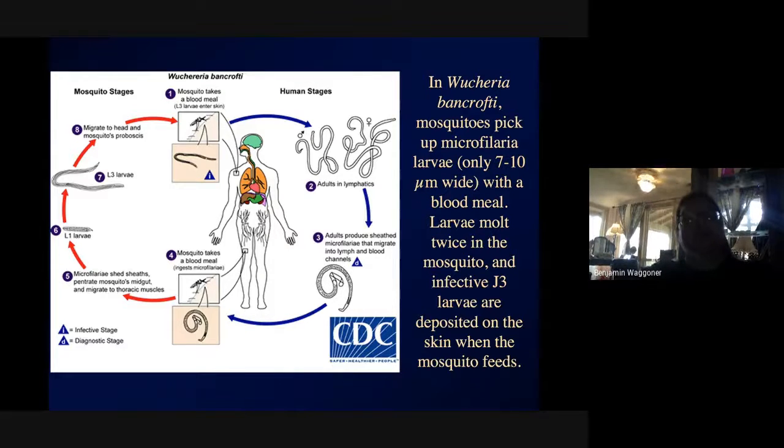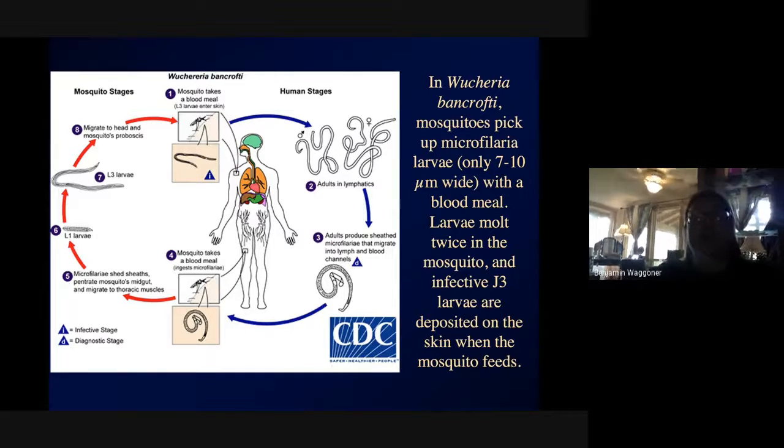So that's what that looks like. This is not, as far as I know, present in the United States itself. It tends to be a tropical disease. Some of the pictures I've got of infected people are a little disturbing, so brace yourselves.